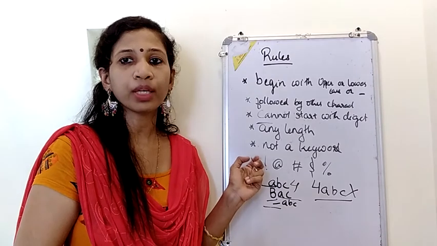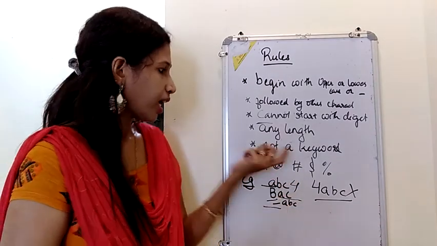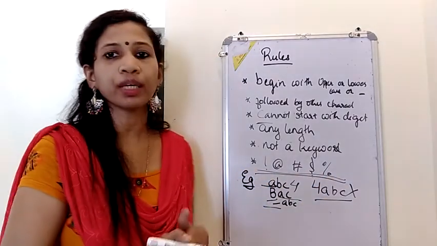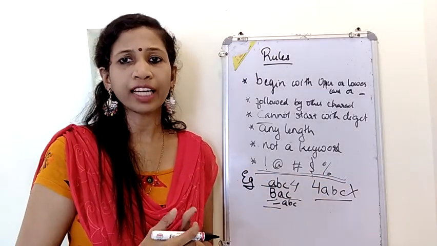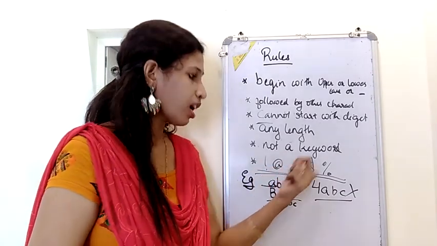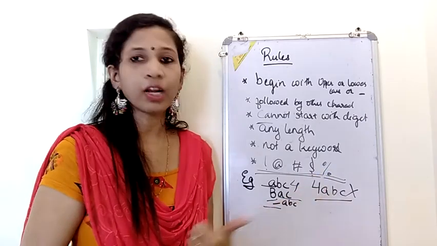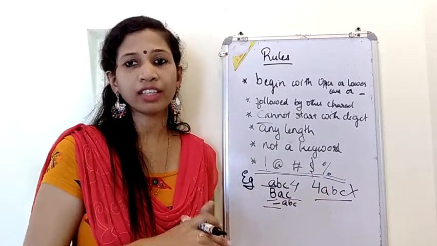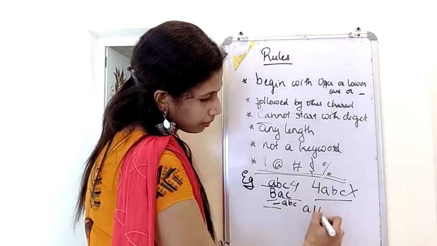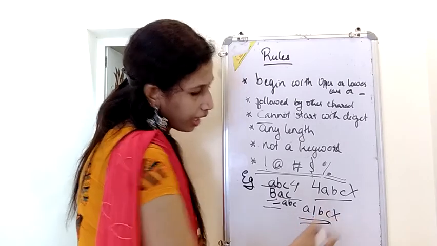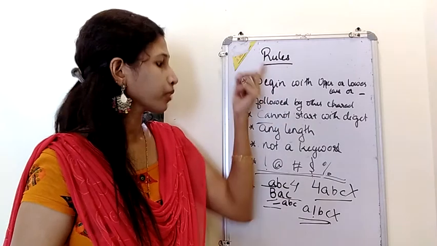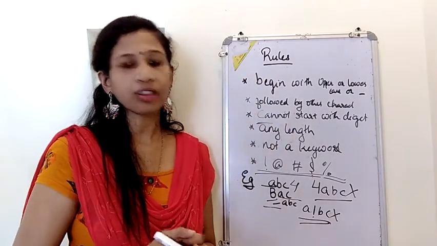Keywords cannot be used as identifiers, and special character symbols cannot be used while giving a name to a variable. These symbols, exclamation, at the rate of, hash, dollar sign, percentage symbol, all these symbols cannot be used while naming a variable. So hash BC is not a valid identifier.